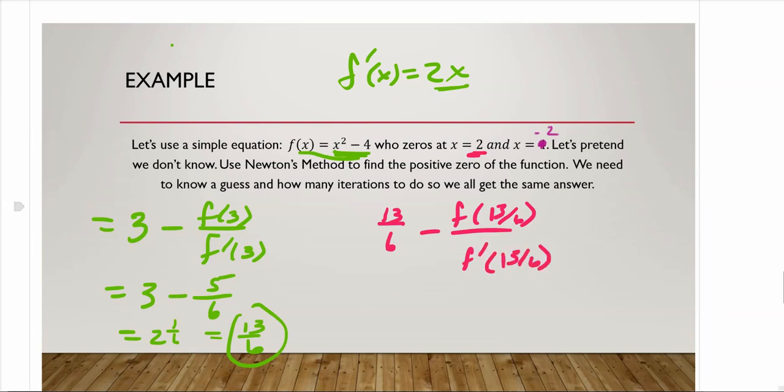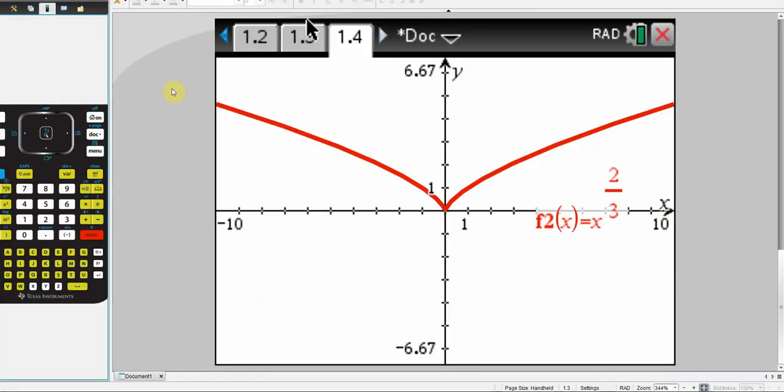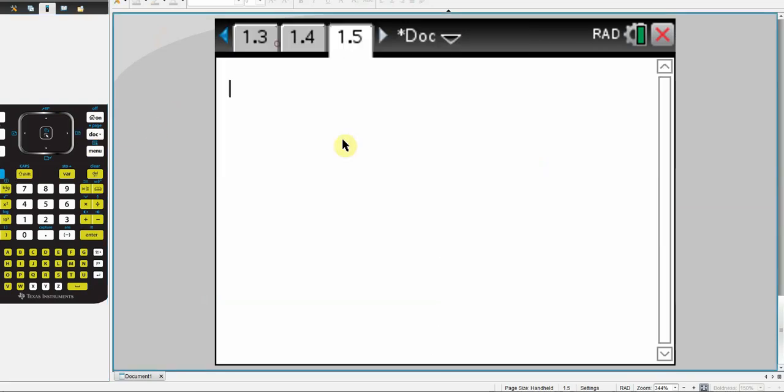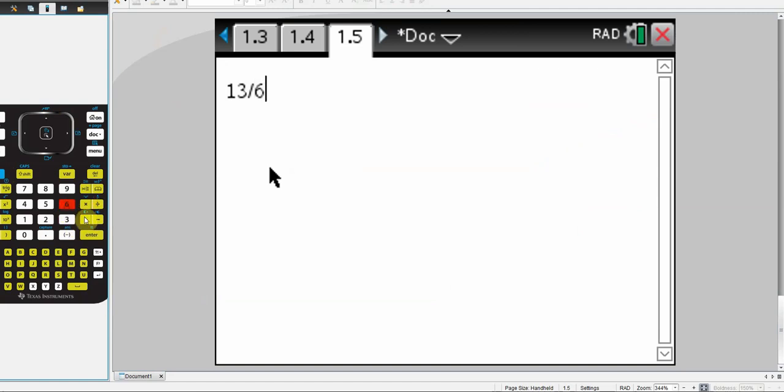So I'm going to take out my CAS here. Let me go to the home screen, and let me go to a new page. Okay. And we have 13 divided by 6 minus, and we're going to do open parenthesis here, 13 divided by 6, and I'm going to square that. Oops, I forgot to put, see, control divide. There you go.